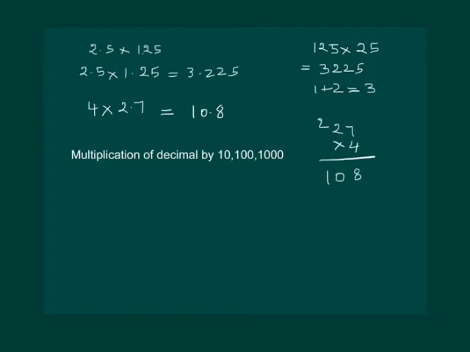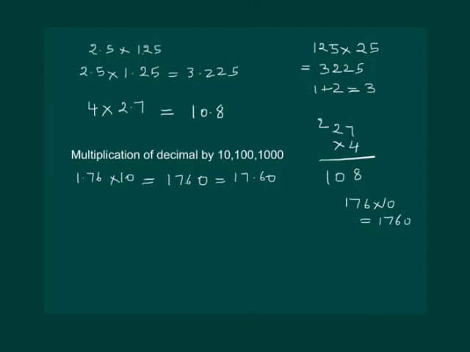Let us see what happens if we multiply a decimal number, say 1.76, with 10. Just multiply 176 into 10. This will give us 1760. Now count the number of digits after the decimal, that is 2, and remove 2 digits and put the decimal. So the answer is 17.60.